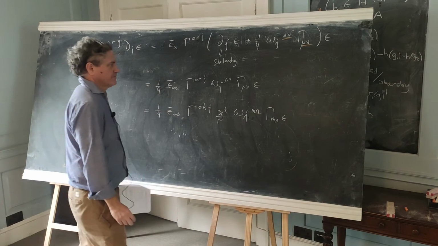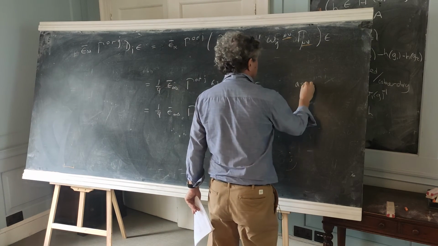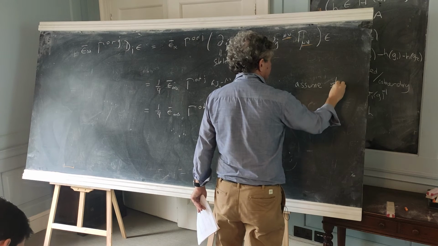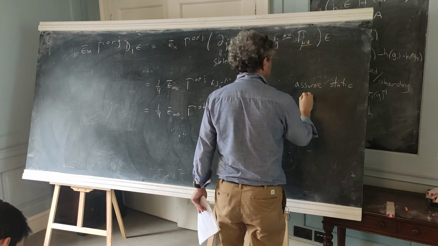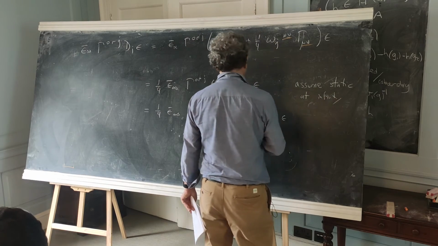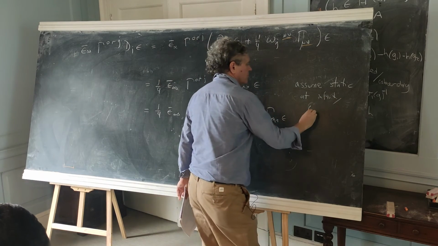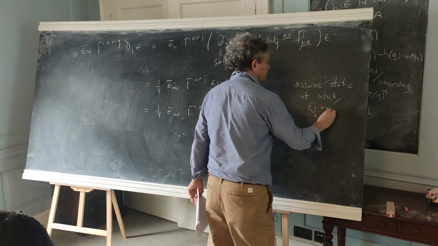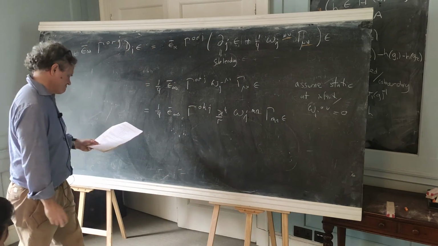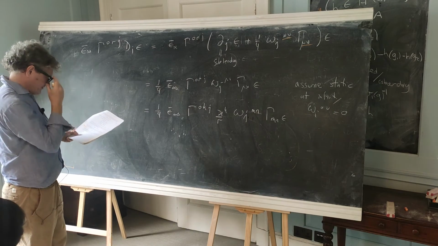This can be done more generally. Static is stronger than stationary. Static at infinity. So the omega I nu, whatever, is zero, subleading. Okay. So this is what we have to work out.